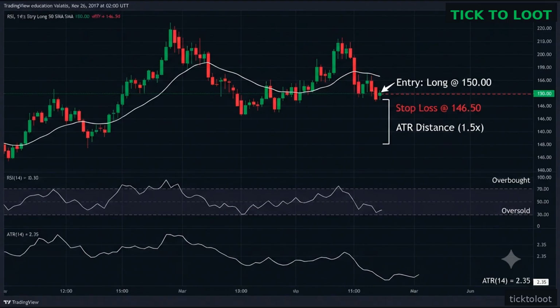Another important consideration when combining indicators is volatility context. This can be achieved by adding an indicator such as the average true range, or ATR. The ATR can help us calibrate our stop loss, regardless of the strategy we are using. By taking into account the current volatility of the market, we can set our stop loss at a level that is more likely to be effective.